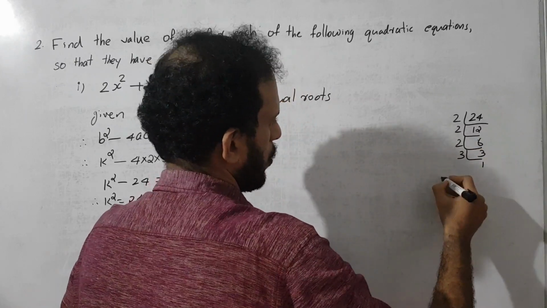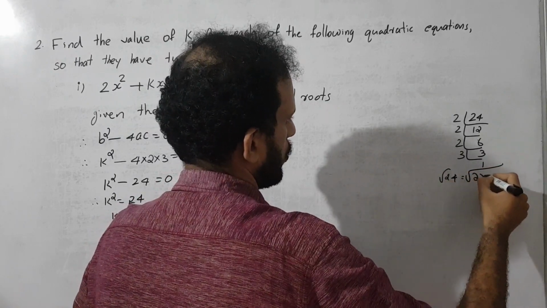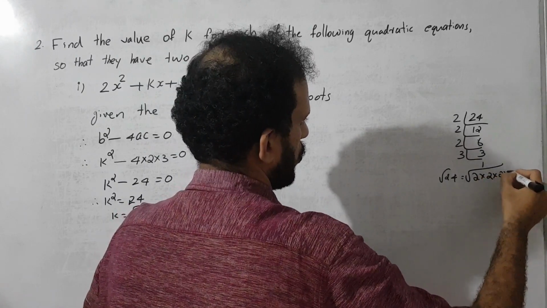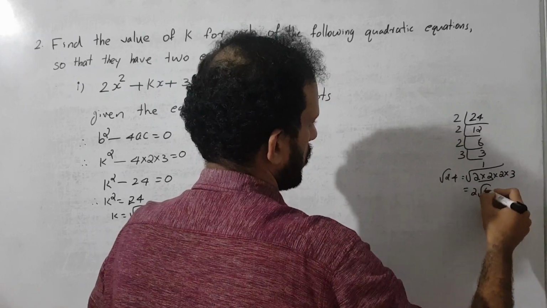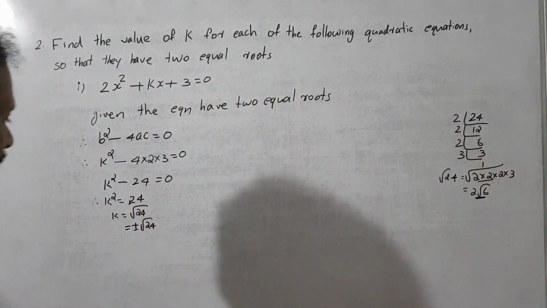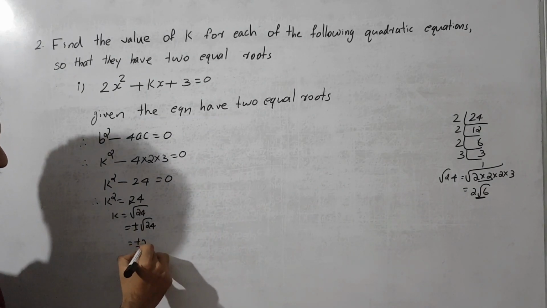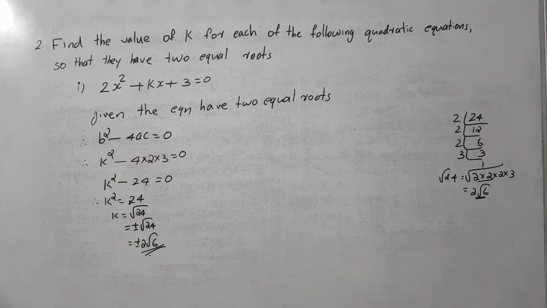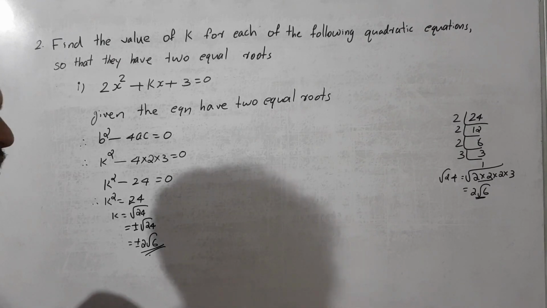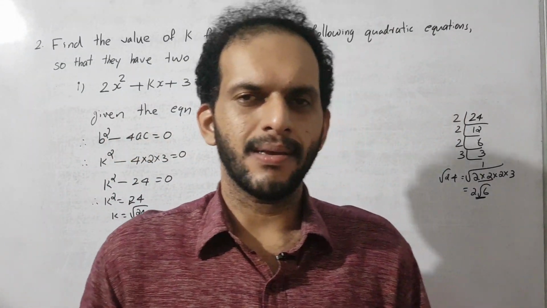Correct? Then how to write? Root 24 is equal to square root of 2 into 2 into 2 into 3. Then we have one pair of 2, then 2 root 6. Then it is possible to write like this, plus or minus 2 root 6. Okay, it's not necessary. Then we write here the value of k. k is equal to plus or minus 2 root 6. Okay, here it is possible to get two values for k. What are the values? The values are plus or minus 2 root 6.